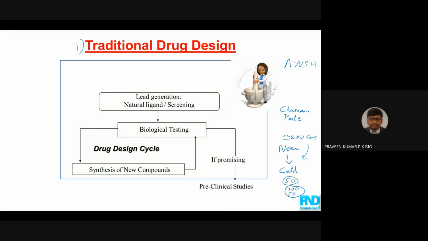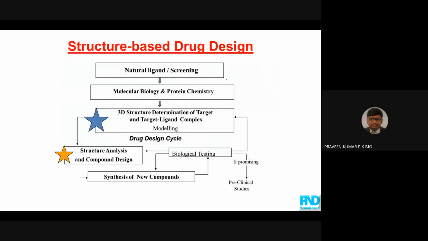Even from the 50, we can isolate the compounds which are more potent to treat cold. If you do that, then obviously the treatment is easier for us, and it is very rapid, and we can even fix the doses. So this is quite easier for treatment. Okay, so the traditional drug design is overruled by structure based drug design.